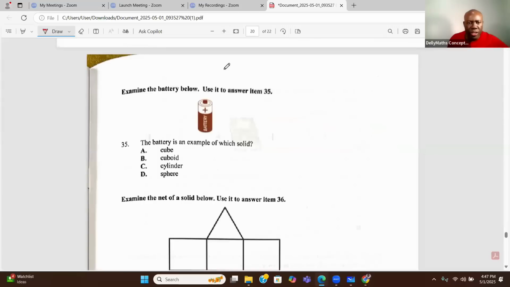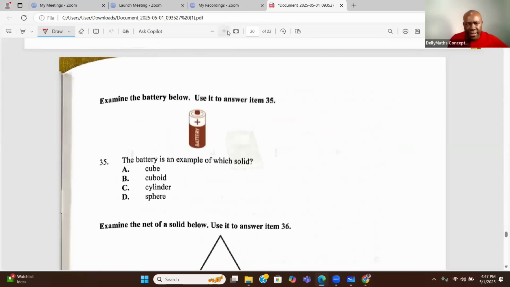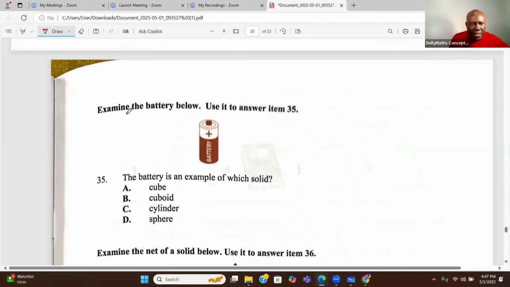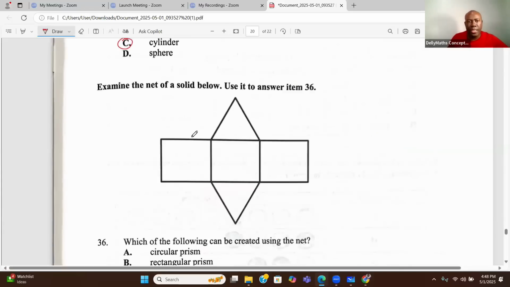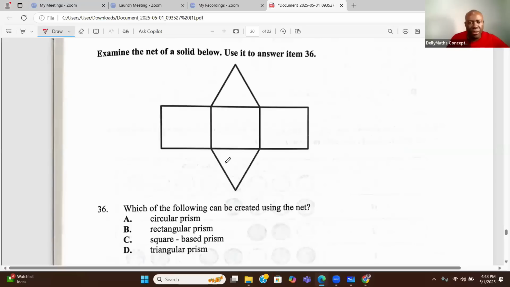All right. So this question says, examine the battery below, use it to answer 35. The battery is an example of what solid? That's a cylindrical shape, so it's a cylinder for that. Let's keep moving. Number 36.